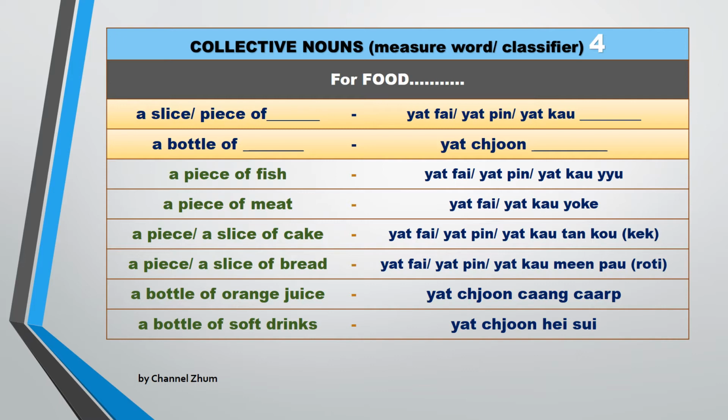A bottle of orange juice, 一樽橙汁. A bottle of soft drinks, 一樽汽水.